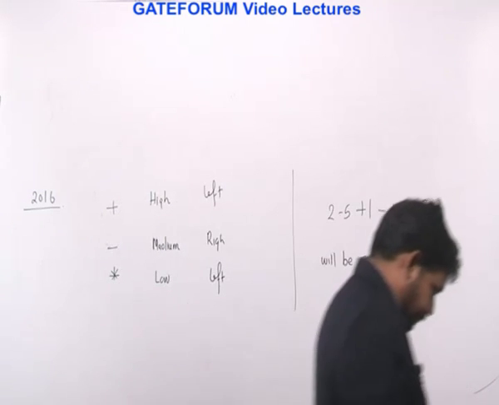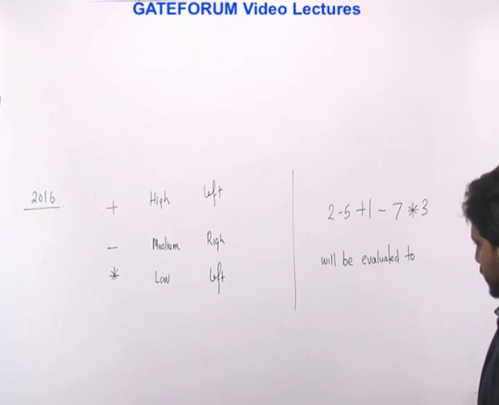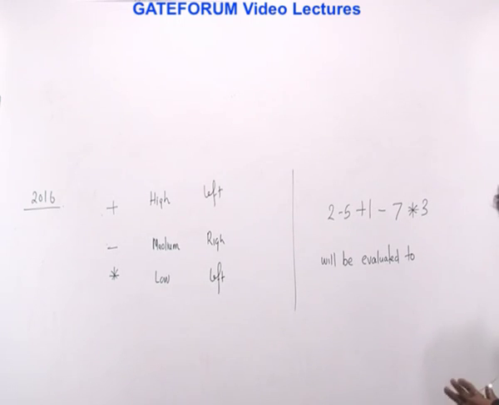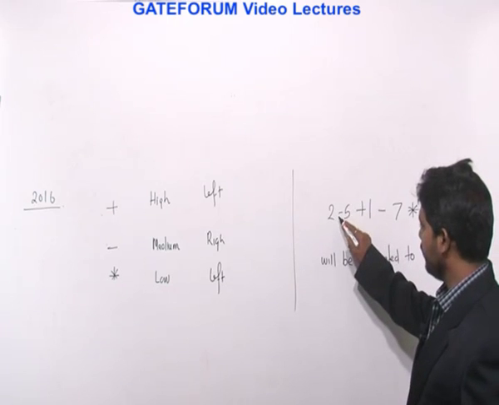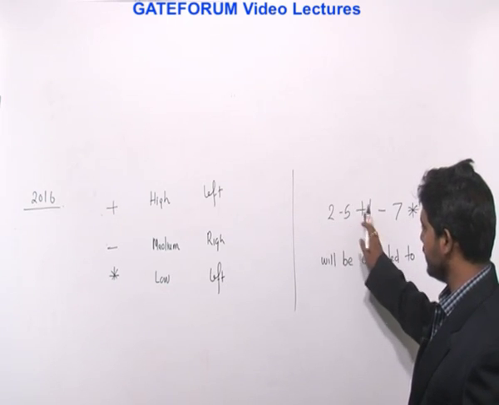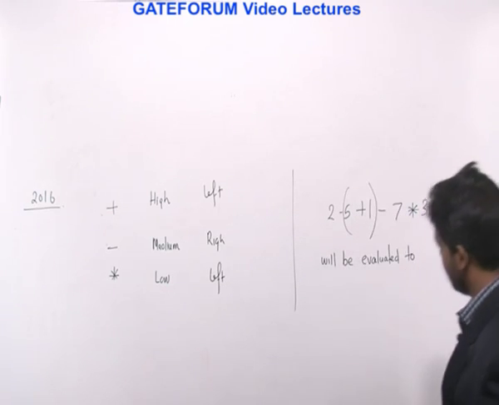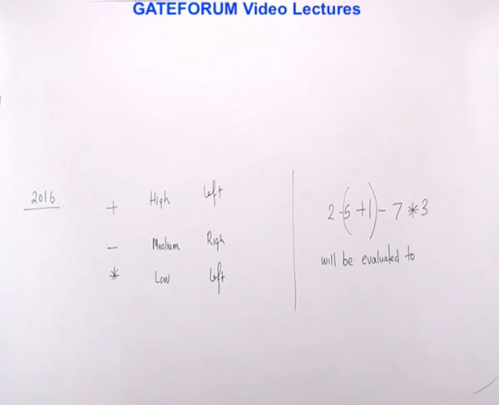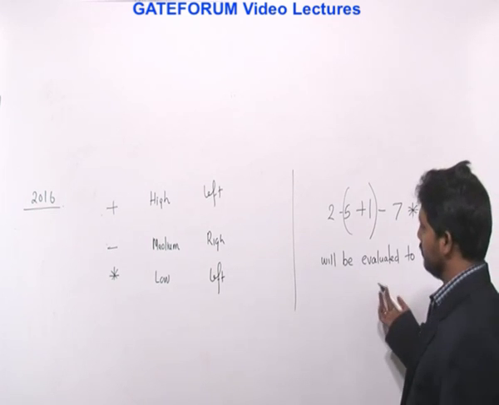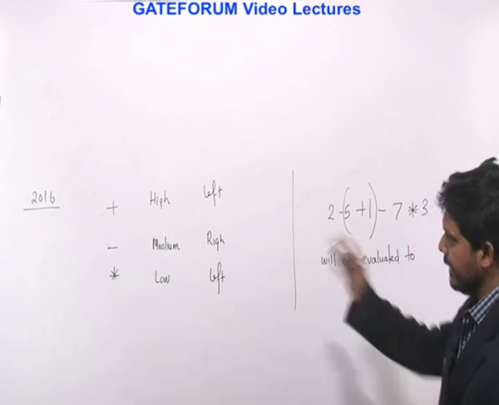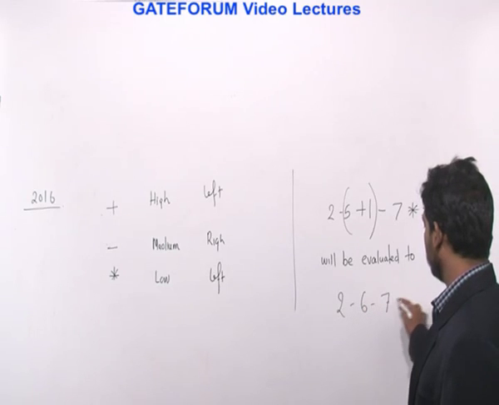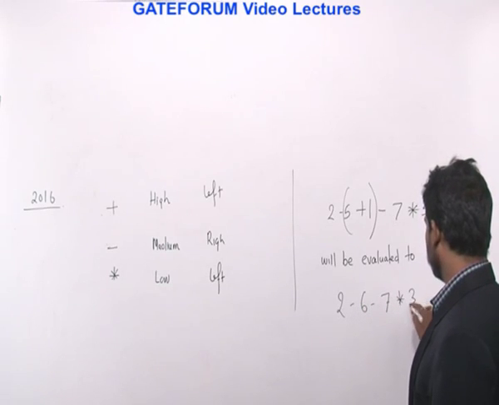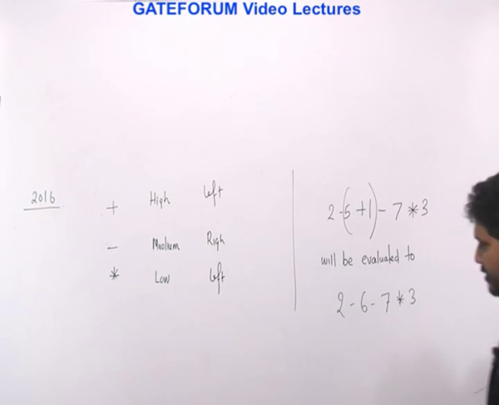So what we have to do in this case is, plus is the highest precedence operator. If plus is the highest precedence operator, then on the left and right side of 5 there is a minus and plus. You have to do the parenthesization, and it will be done in this way: 5 plus 1 will be evaluated first. According to the natural rule it's the same precedence, but in this case it is higher precedence. So 2 minus 6 minus 7 multiplied by 3. See how the things are changing in this case.